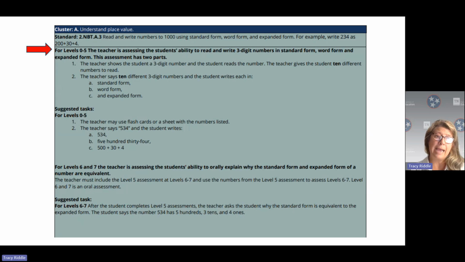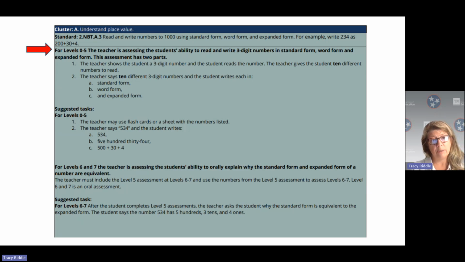In the suggested task, you will see some examples. For the first part, that is oral, where the student is reading the number, you can use flashcards, or you can have a sheet and point to the number, and the student reads the number.